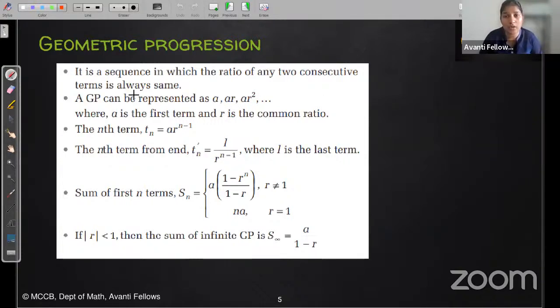Next is geometric progression. So what is geometric progression? Consider a sequence and consider any two consecutive terms. If the ratio of the consecutive terms is constant, then we call the complete sequence what? Geometric progression. Okay.